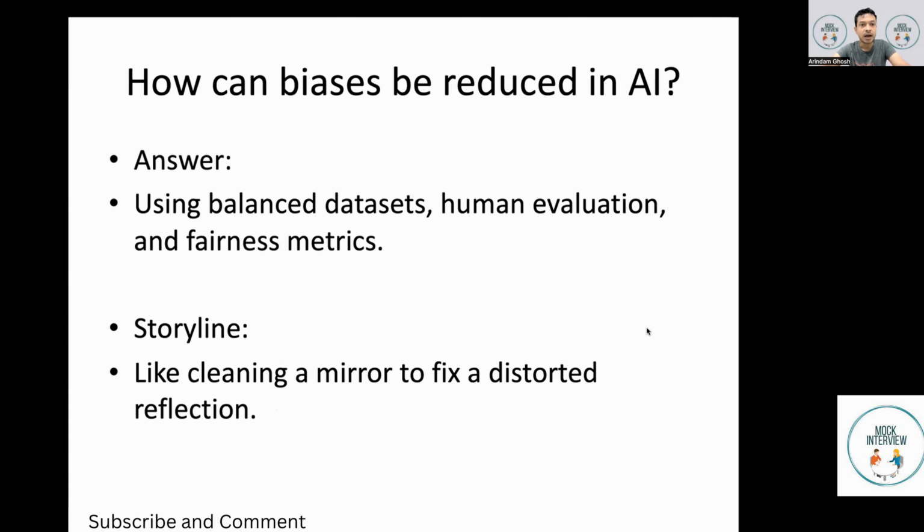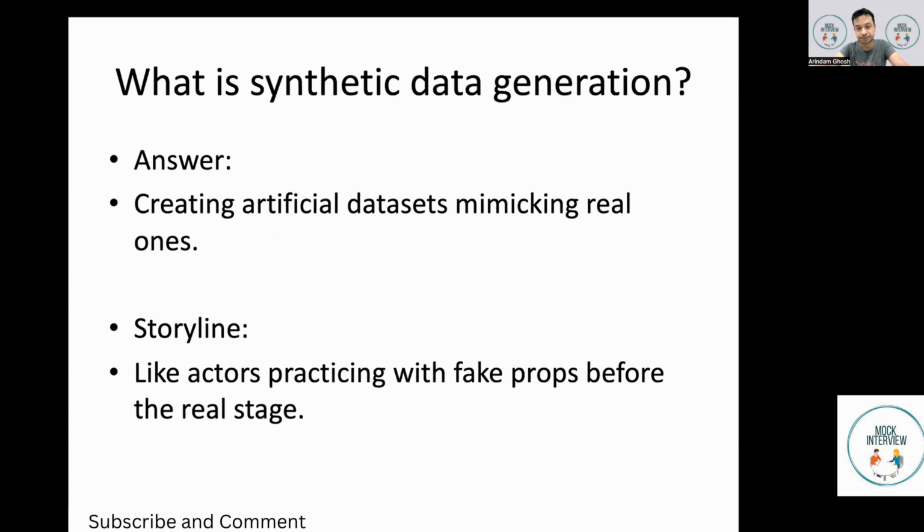Next question. How can biases be reduced in AI? Answer: using balanced datasets, human evaluation and fairness metrics. Storyline: like cleaning a mirror to fix a distorted reflection. As we know, AI is not always correct. It can be biased based on the input and its history. So to reduce this bias, we can give some examples, fairness metrics and datasets. Based on that, it can give a better output.